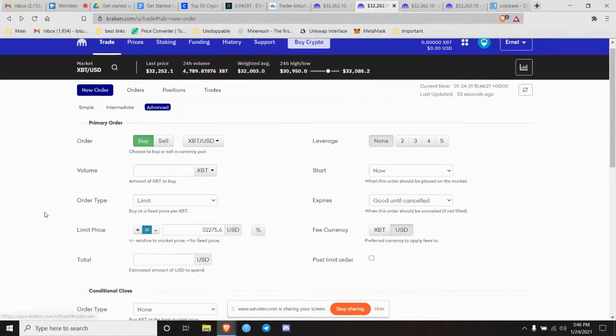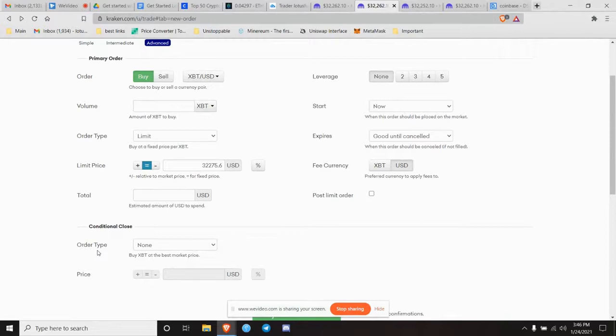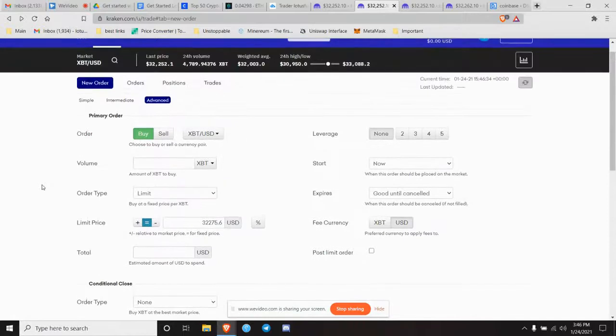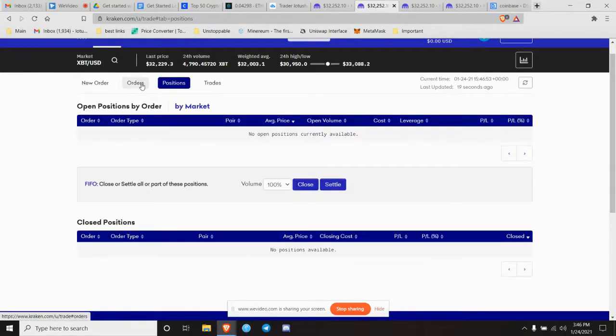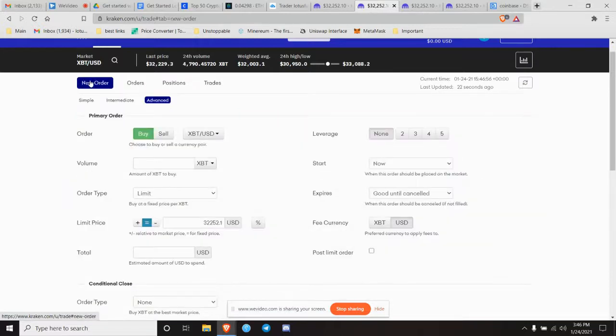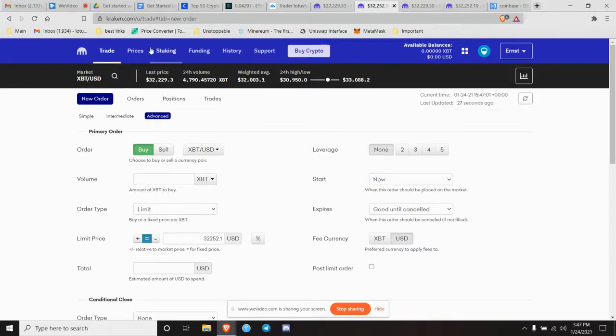And you can even get a little bit fancier and set a conditional close on one of your orders. So Kraken allows you to not only have a more complex order for mostly short-term trading, but it gives it to you in an interesting little interface.